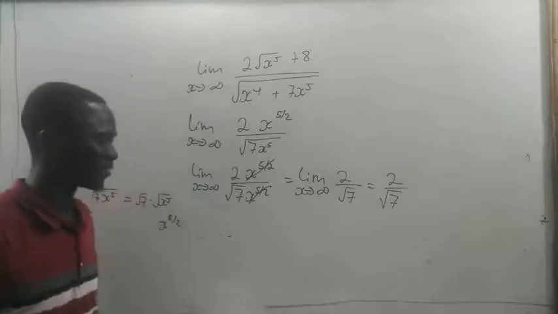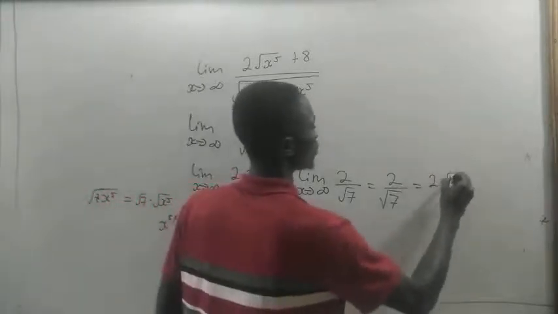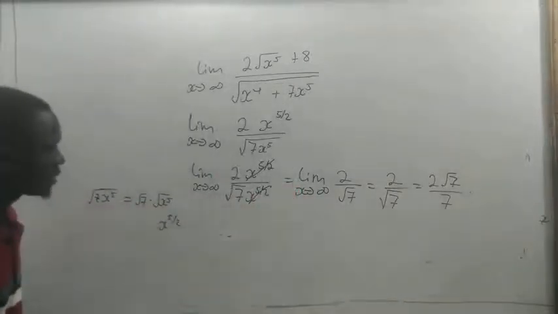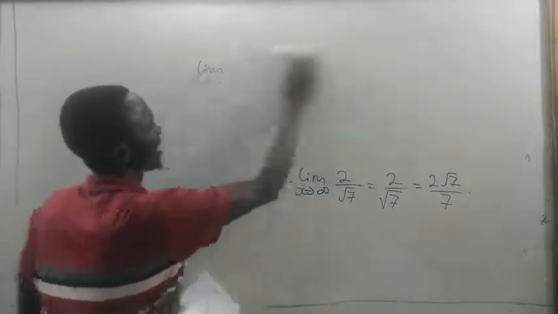Very, very simple mathematics. And this one can be written as 2 root 7 on 7 if you rationalize. Now let us proceed. Now, I think this will be my very last example that I'm going to do.